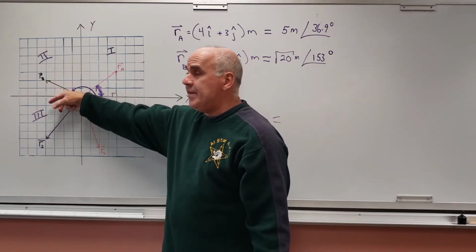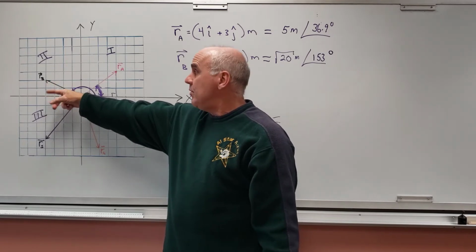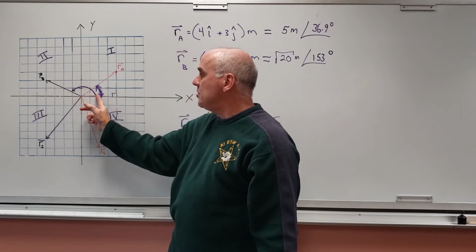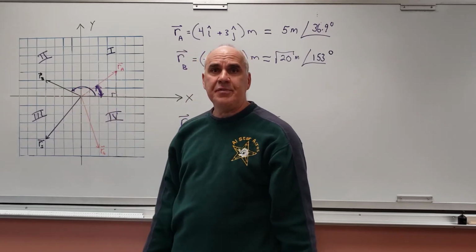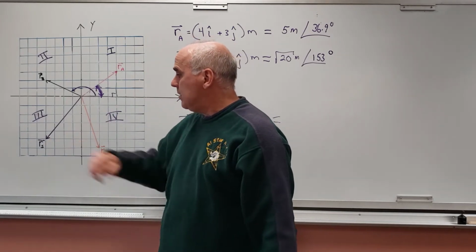Now with respect to the negative x-axis, it's going to be 180 minus that, so that's going to be, what, 27 degrees. So this angle would be 27. But we're generally measuring with respect to the positive x-axis, right? Okay, well, let's take a look at Shelby.